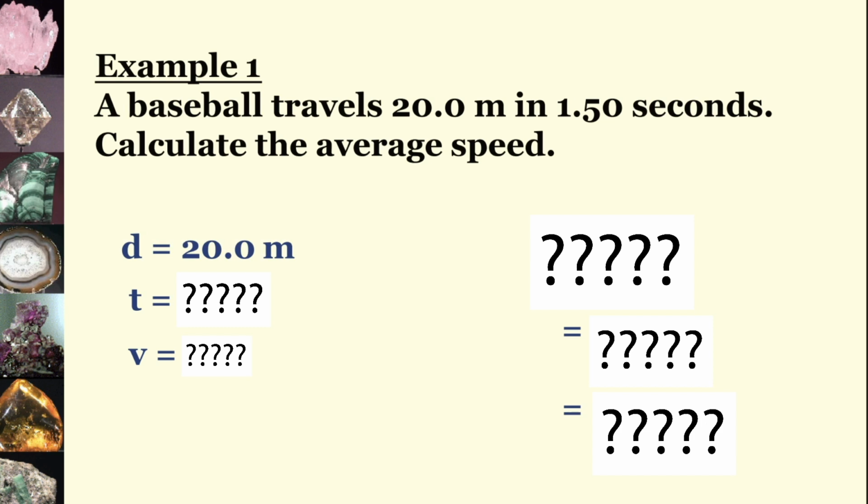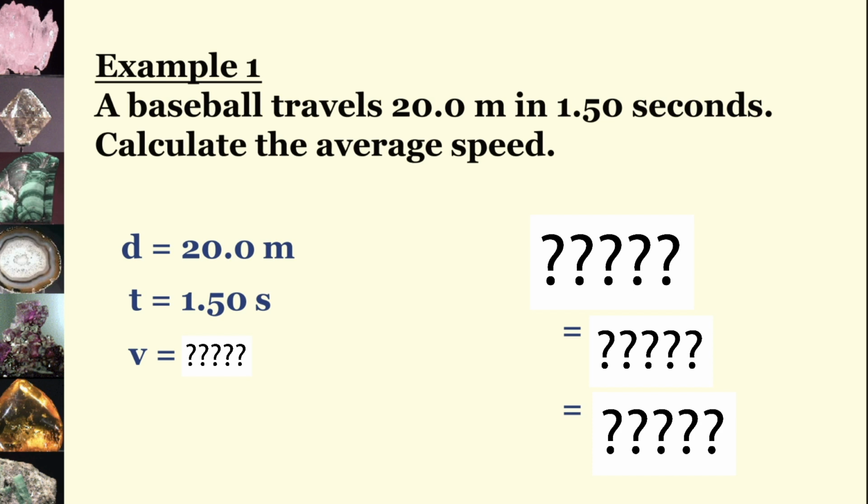So 1.5 seconds, calculate the average speed. So that would go under time. Time would be 1.5 seconds, okay? And then we're trying to find velocity, and we are not sure what that is, or speed, I should say.